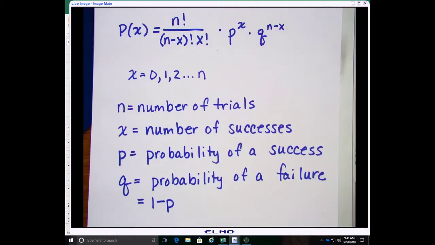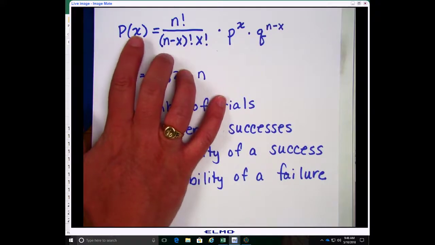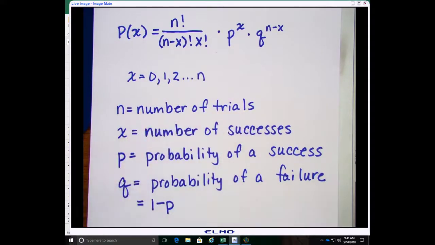Hi, in this video, we're going to talk about the binomial distribution, and I'm going to show you how to construct a binomial distribution table in Excel. The formula I've shown here is the probability of a success. X denotes the number of successes.